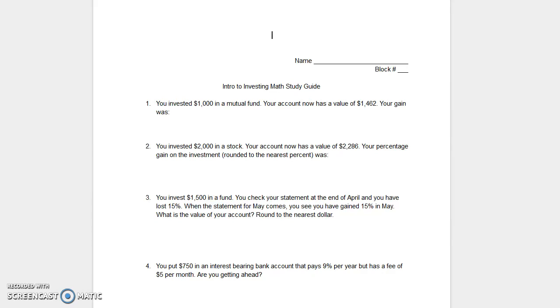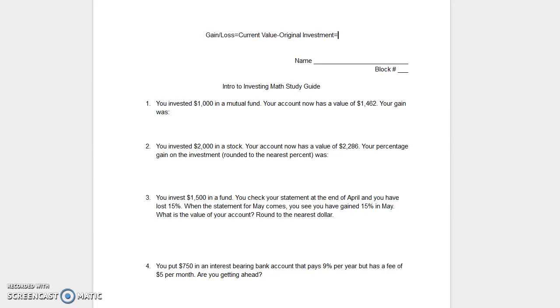Before we get started with problem number 1, there's one equation we have to become familiar with, and that's to determine whether our investment has had a gain or a loss. So, determine gain or loss, and you can put this anywhere on your paper to remember. Gain or loss is simply going to be equal to our current value minus our original investment. Now that's going to tell us whether or not we've had a gain or loss.